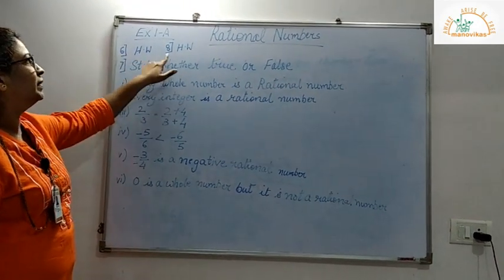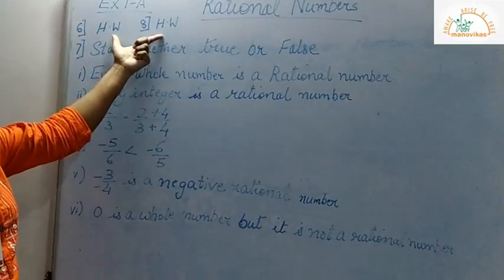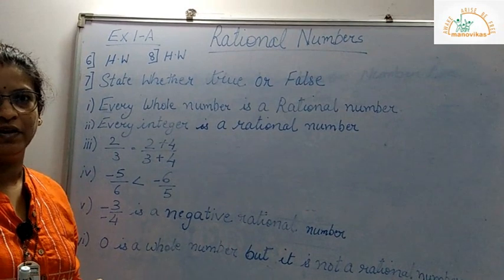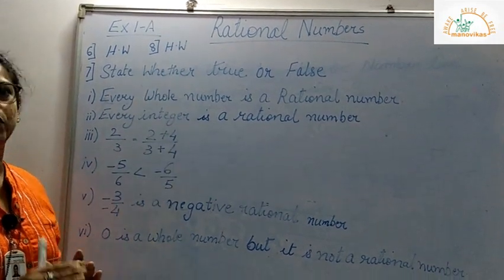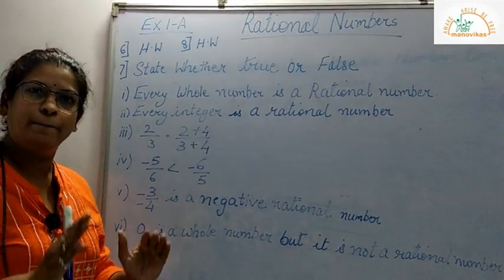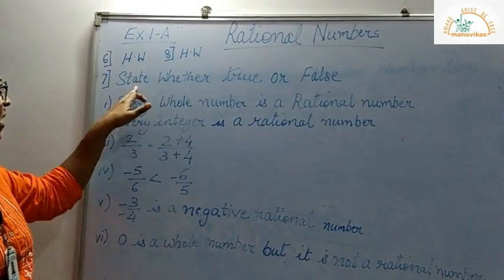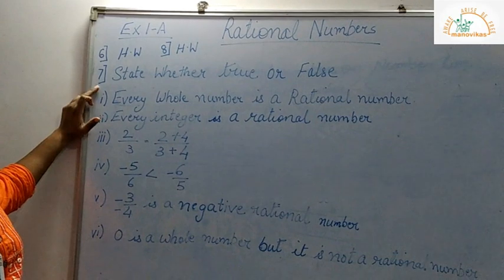The sixth sum and the eighth sum, these are the rational numbers which you have to represent on the number line. Just now we have studied how to represent rational numbers on the number line, so you can do this for homework. Now we see the next question, question 7.